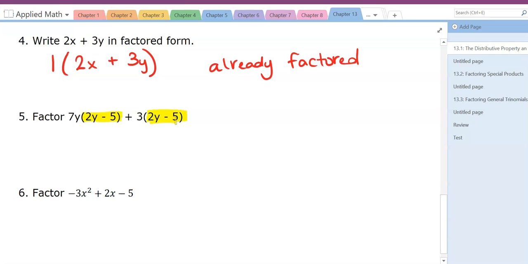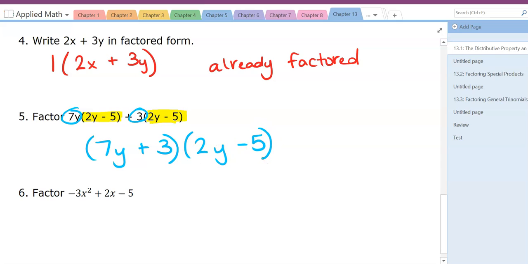So in order for me to write this factored, I have 7y and the 3. Those are like the terms sitting out front of the parentheses. I want those to go in their own set of parentheses, so (7y plus 3). Those get grouped together, and then you just bring down the (2y minus 5). You don't need to write down 2 of the (2y minus 5)s. You just need one of them to write it out as factored.